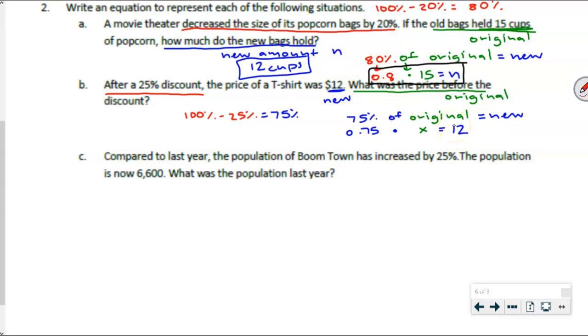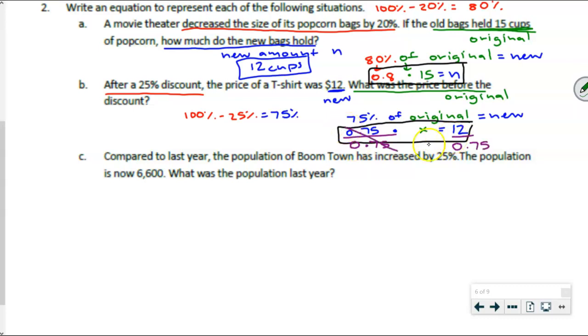Based on that, we now need to solve this equation. X is being multiplied by 0.75. I'm going to undo that multiplication with division. Although these problems do not ask us to solve them, I think it is a good idea to do that. We have our equation, now let's solve it. I undo that multiplication with division, so I will divide each side by 0.75, and whatever I do to one side, I do to the other side.